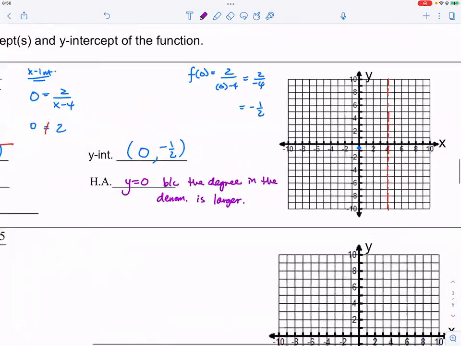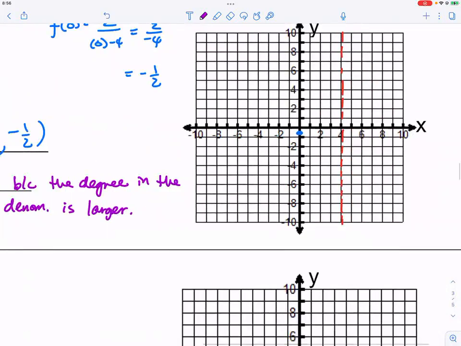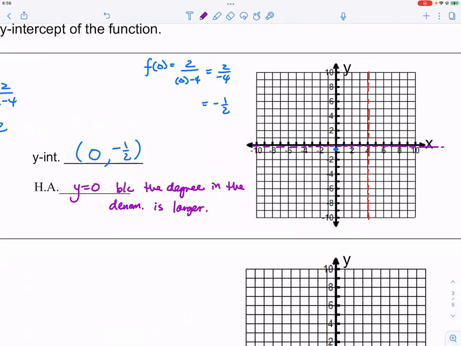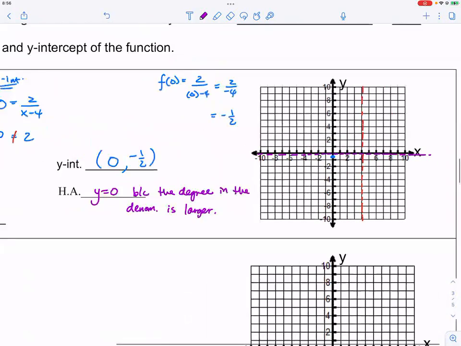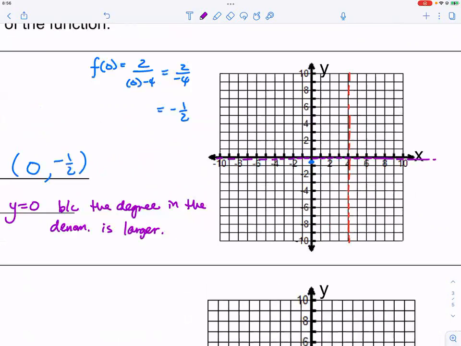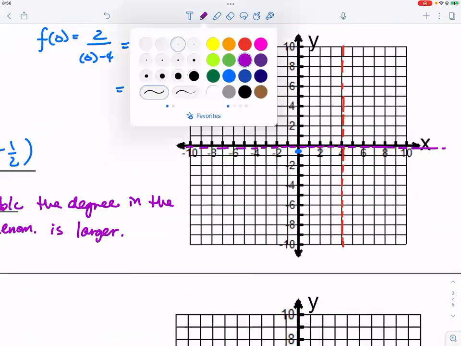You can tell based on the power, and the idea is that if the power in the denominator is greater, that means if we go all the way to the right, x will become a gigantic number. So 2 over a gigantic number is what? It's practically 0. So we would plot the points here.